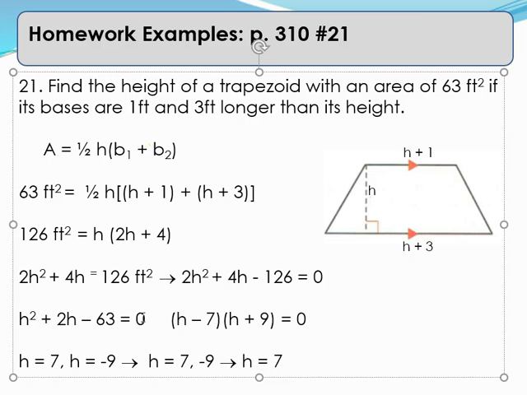And we have to find the factors for this problem. It's been a while since you've done this, I know. The factors for this quadratic equation are h minus 7 times h plus 9. So that means if we solve, h equals 7 and h also equals negative 9, and we only use positive values for these problems, so our answer would be h equals 7. So our height is 7.